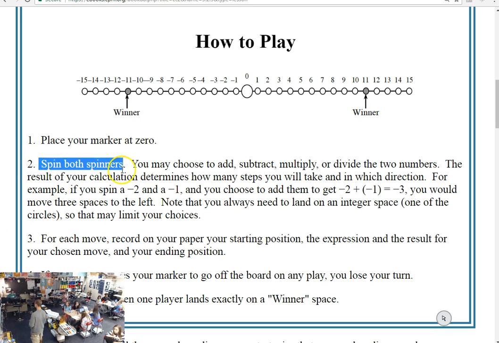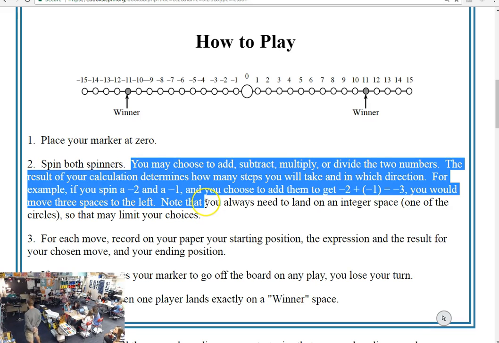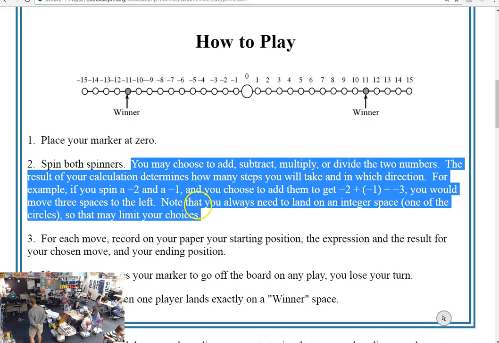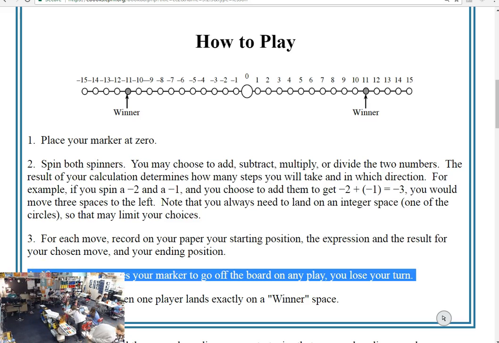Then, spin both spinners. This was confusing the first time I ever played through this game with people, so I'm going to go real slow with this. You decide what operation you're going to use to combine the values, and we write this out. So if you don't have your toolkit or math journal or something to write in right now, please get that out. If your move makes you go off the board, you go back to zero.